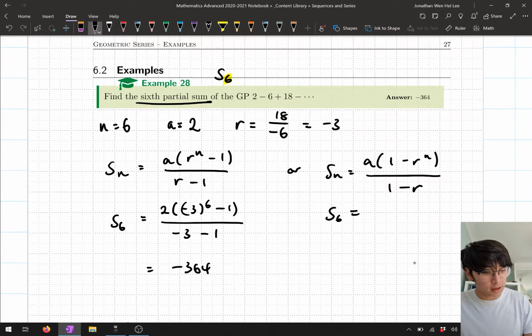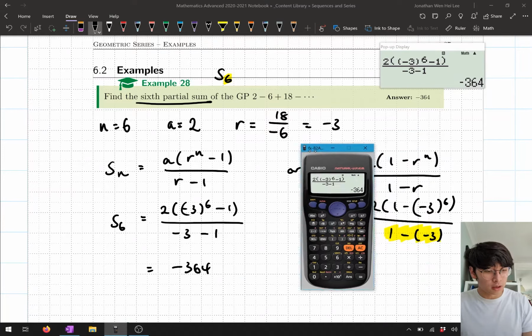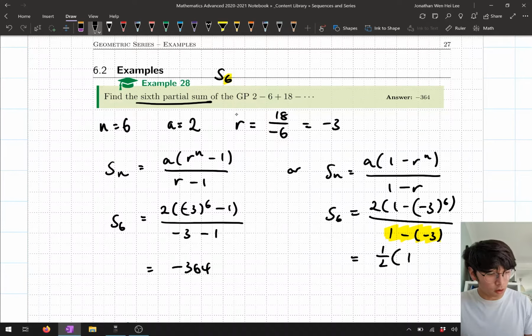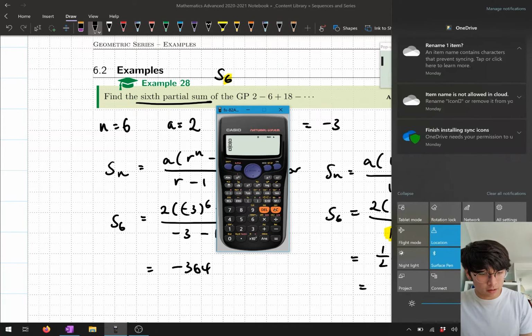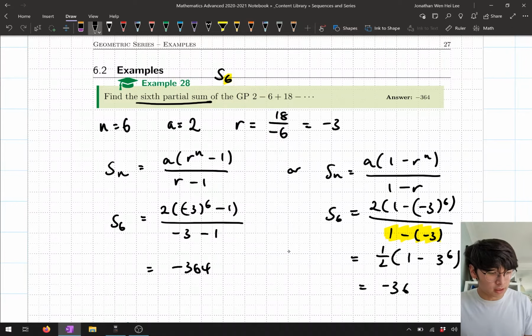Now you can also do the same thing on the other side. So this is also going to be 1 minus negative 3 to the 6 over 1 minus negative 3. Some people prefer this version because at the bottom, when you've got that negative, it just becomes a plus and it's a little bit neater to work with. You can put this into your calculator once again, or you can simplify it. You would get 1 over 2 times (1 minus negative 3 to the power of 6). That'll give you negative 364 as well.